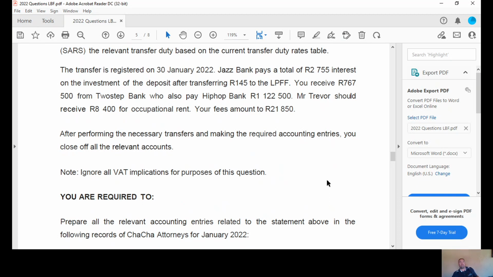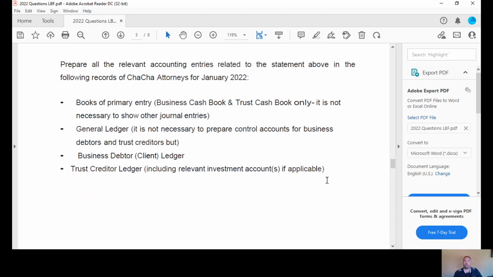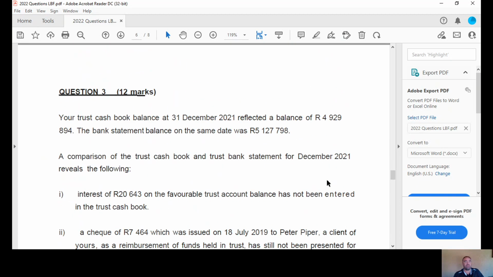Okay, so there's a few entries in this that are very difficult and that I think 90% of you will probably not get. But if you only do the basic trust receipts, trust payments, and you allocate it to the direct trust creditors account to Mrs. Benedicta and Mr. Trevor, you will pass this question with flying colors. Even if you forget all the fancy stuff and journals and that, if you just do the cash book entries correct, you will pass this question. Okay, let's move on to question number 3.